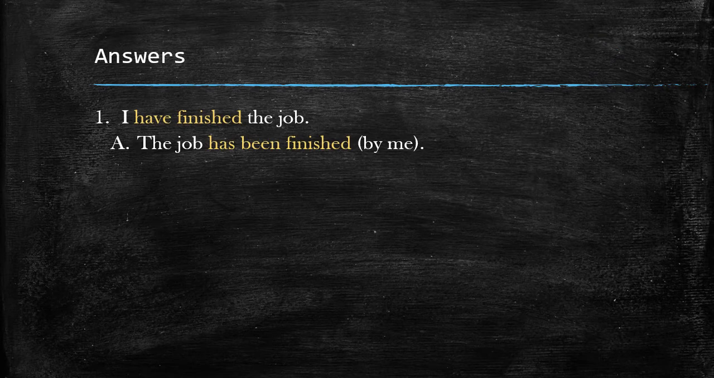Sentence 1. I have finished the job. The answer, the job has been finished. The object, the job, moved to the position of the subject. And we change the verb, have finished, to has been finished. The tense stays the same.